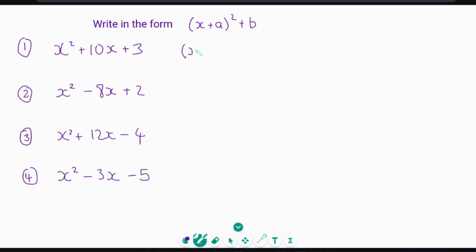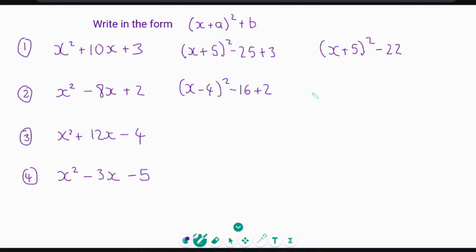Okay, so for this one, (x + 5) squared. 5 times 5 is 25, so I need to take off 25 plus 3, which simplifies to (x + 5) squared minus 22. Here, I'd have (x - 4) squared, because half of minus 8 is minus 4. Minus 4 times minus 4 is positive 16. I need to take off 16 and plus 2, which simplifies to (x - 4) squared minus 14.